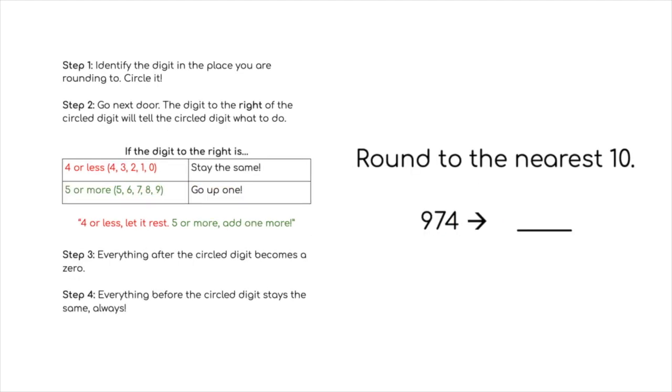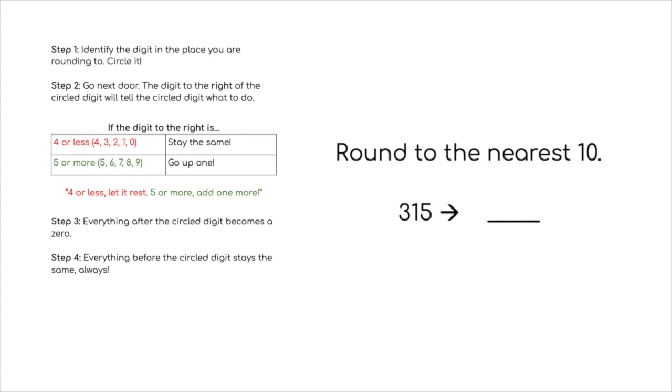So 208 rounds to 210. Let's try another one, rounding to the nearest 10, a 3-digit number. So we will circle the tens place, which is the 7, and we look next door to the right and we have a 4. When we look at our rounding rules, the 4 would be 4 or less, so the circle digit is going to stay the same. So the 7 stays a 7. Step 3 tells us everything after the circle digit becomes a 0. So the 4 becomes a 0. And step 4 tells us to just copy down whatever comes before the circle digit. So the 9 stays a 9. So 974 rounds to 970 when rounded to the nearest 10.